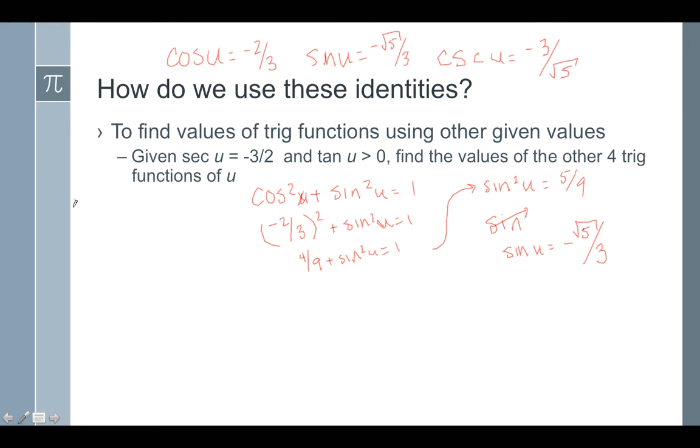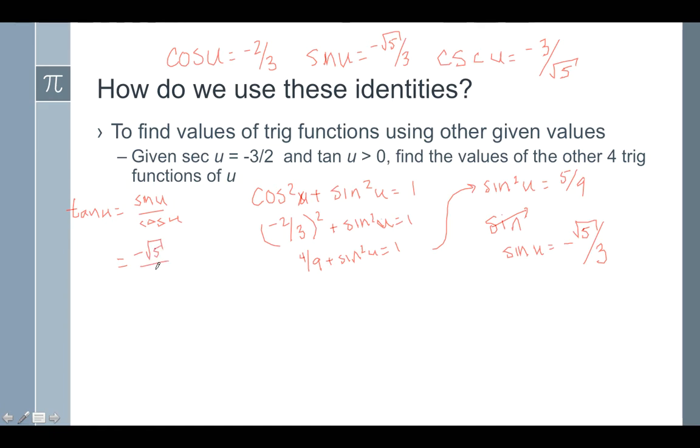I know that tangent is sine over cosine. Sorry about the blocky writing. I can't figure out why this is doing this. But sine over cosine is going to be negative root 5/3 divided by negative 2/3.